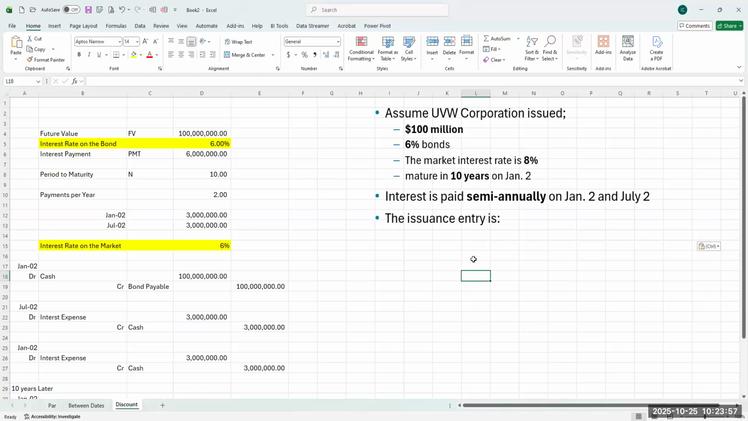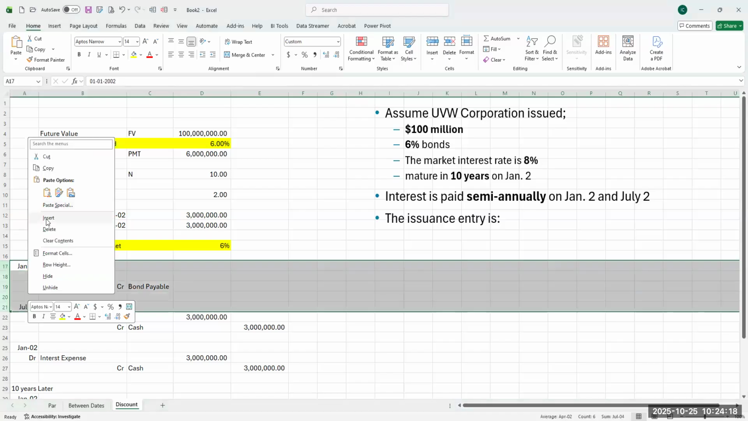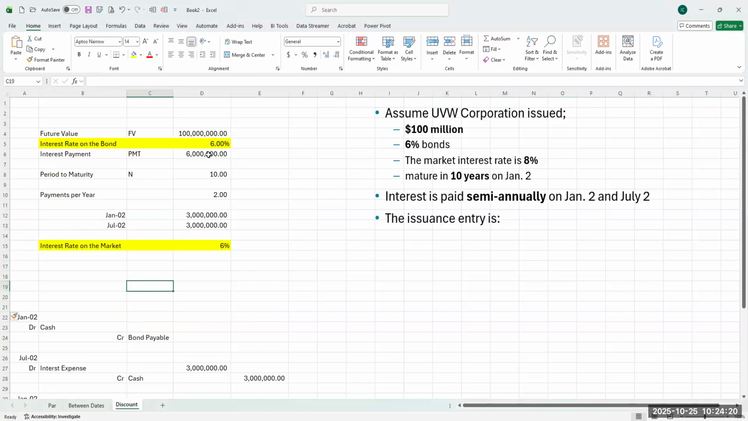Okay, can you see my screen? Yes, bro. Okay, so again, we issued the bond for $100 million. We have to change everything here. Not everything, but some of it.